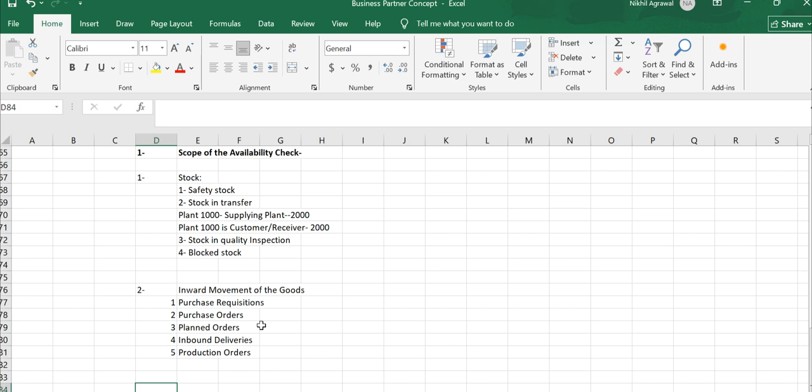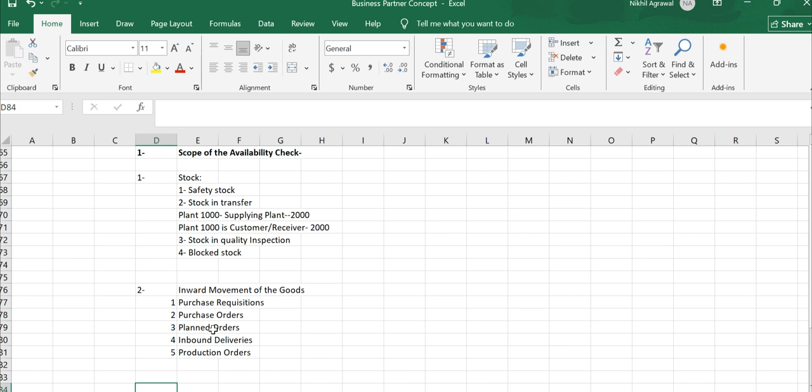Whenever we are receiving the goods against the purchase order, it is increasing the stock position. It is adding to the existing stock. Similarly, against the planned orders, stock is increasing. With inbound deliveries, we are receiving the goods. With a production order, we are producing the goods and the quantity is increasing. Because of all these documents, our stock position is increasing. We call this inward stock movement.